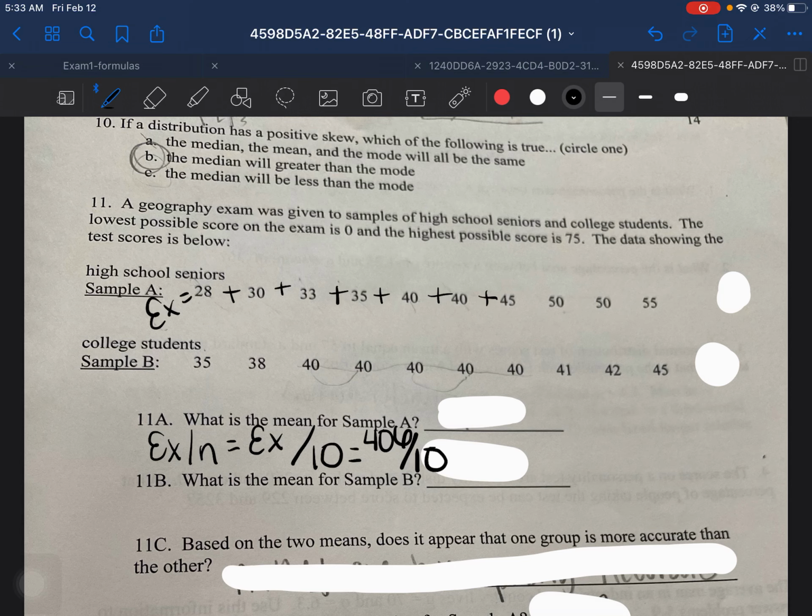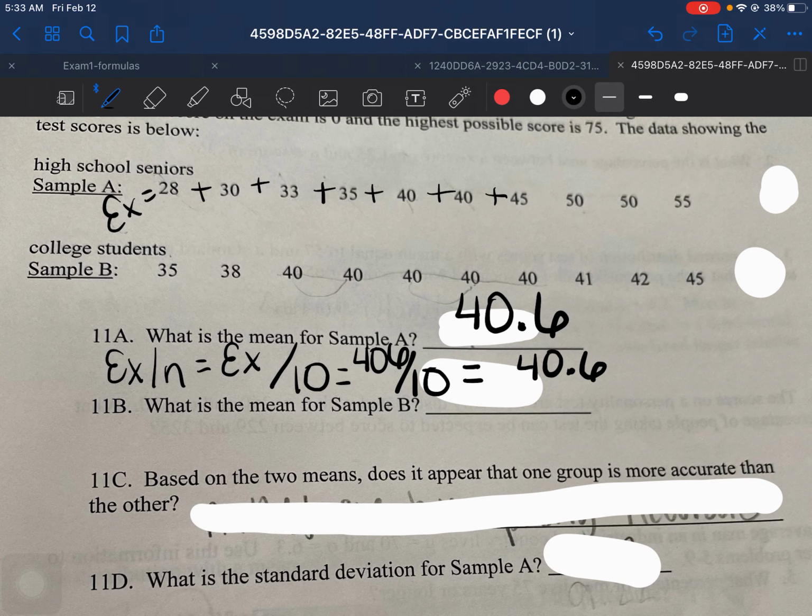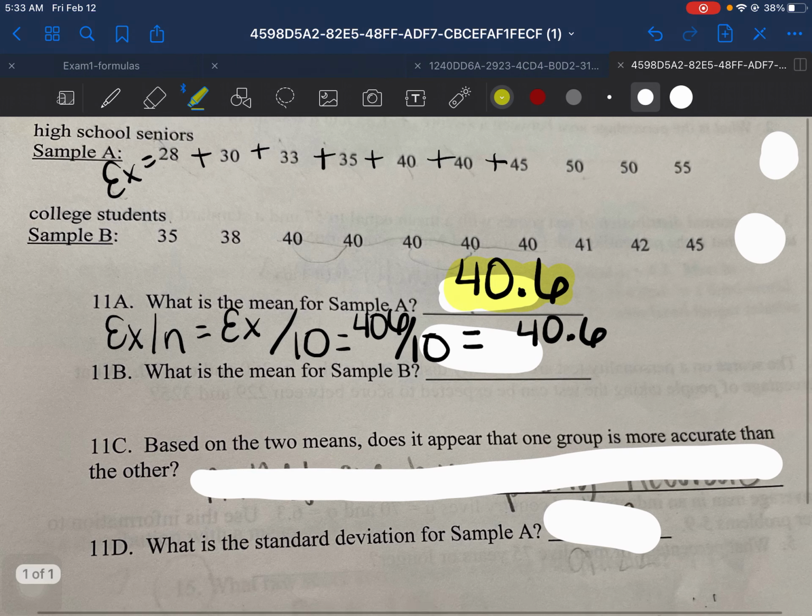Sometimes I'll mess up and press the wrong number on a calculator and then throw all my stuff off, so it's always good to double check. But looks like I was right on that one. I got 406 again. So now we're just going to do 406 divided by 10, and that is 40.6. So the mean for sample A is 40.6. I'm going to go ahead and highlight that answer.